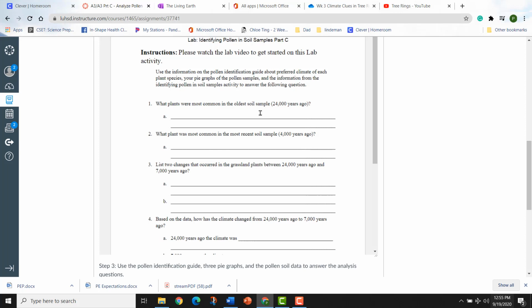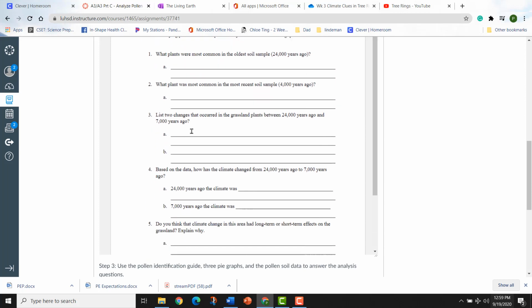First question, what plants were most common in the oldest soil sample, 24,000 years ago? You should have the pie graph of 24,000 years ago that you made in the previous activity, and just tell me what is the most abundant plant in that time zone. Then you go down to the next one. What plant was most common in the most recent soil sample? You go to your pie graph of 4,000 years ago, and you tell me what is the most common plant in that sample. And they should be different plants because the climate did change.